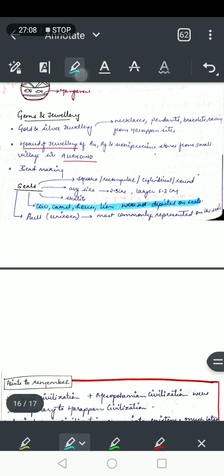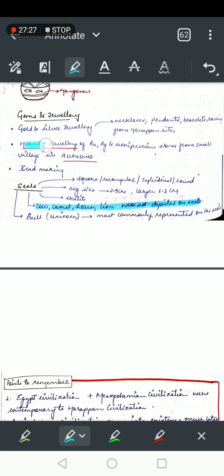Gems and jewelry, I have already told you multiple times, like gold, silver, copper, etc. These gold and silver jewelry were basically used to make necklaces, pendants, bracelets, etc. These have been recovered from the Harappan sites. Also, a hoard of jewelry of gold, silver, and semi-precious stones has been recovered from Allahdino. So this is very important. There was also the process of bead making, because men and women used to wear these beads.